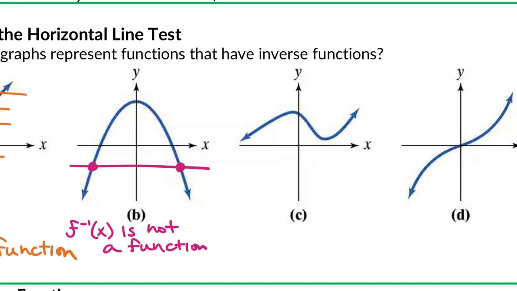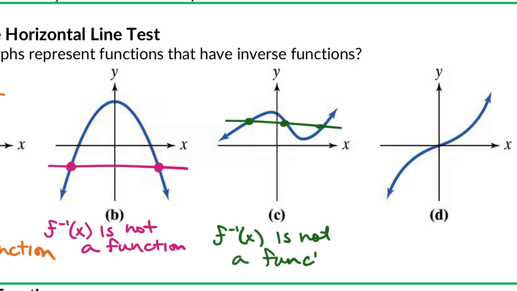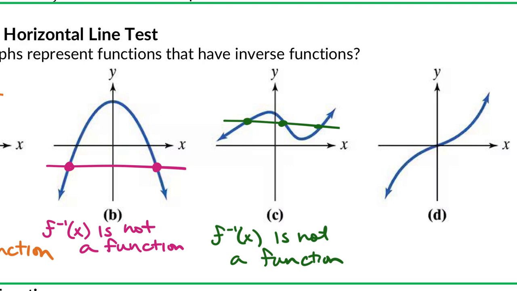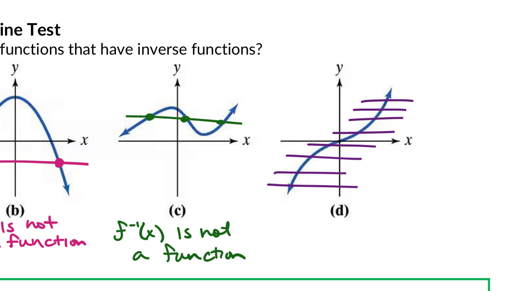Does graph C have an inverse that is a function? No, because there's this point right here where it crosses 3 times. So we would say f inverse is not a function. What about D? Does it pass the vertical or the horizontal line test? Yeah, I cannot draw a horizontal line that crosses this graph more than once, so we know that f inverse is a function.